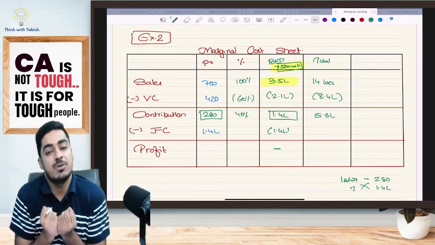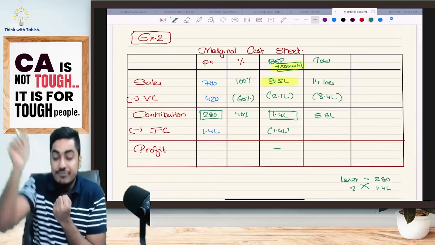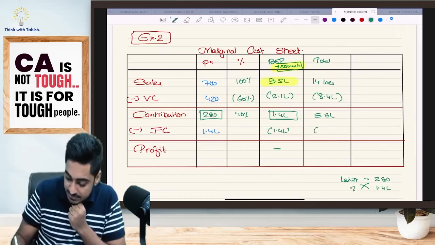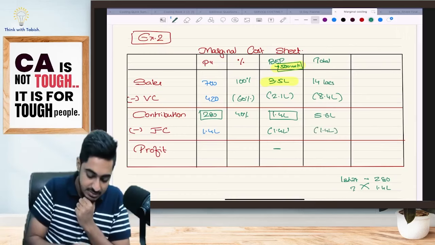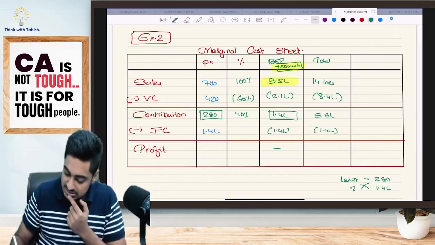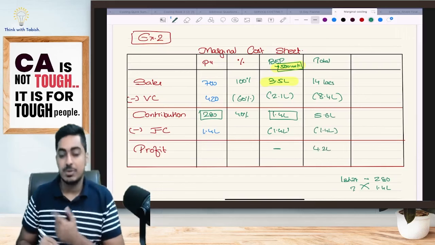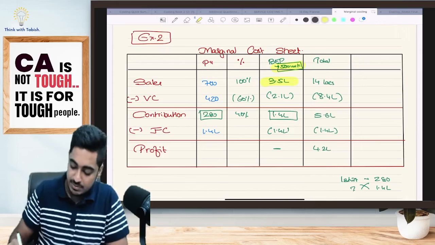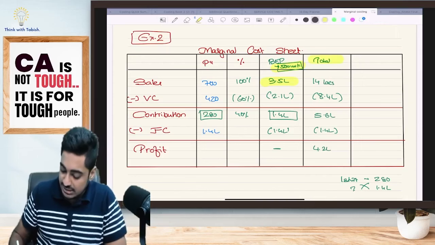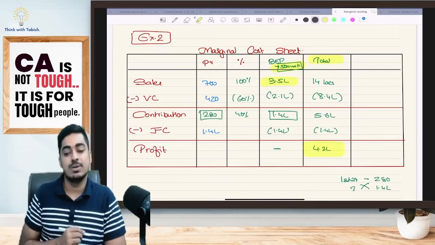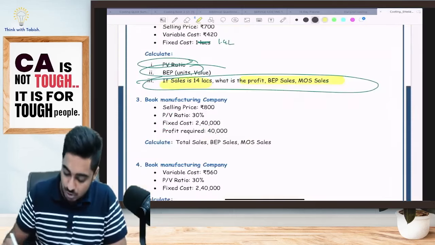Yes. Is this the final profit? No, sir. From this contribution, I have to pay 1,40,000 fixed cost, sir. That means ultimately, how much will be my profit, students? 4,20,000. Yes or no, everyone? Perfect. So if I am making a sale of 14 lakh, ultimately 4,20,000 will be my profit. Yes or no, everyone?